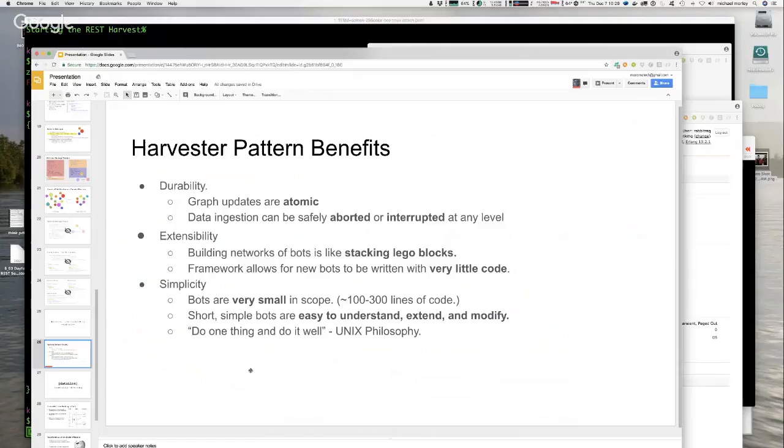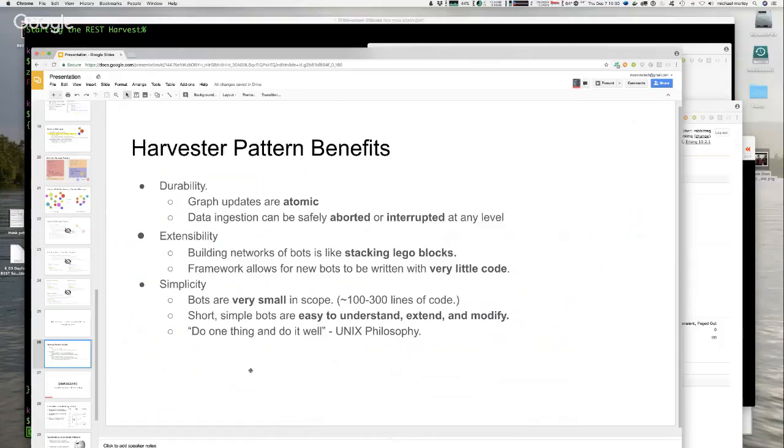That means if Neo4j dies, since it's ACID compliant, your database is still going to be in a usable state. And on the refinery side, if it dies in the middle of a transaction, the database will be rolled back and recovered. You can spin up the refinery and it'll just keep pulling from the queue like nothing happened. So data ingestion can be aborted, interrupted and paused at any level without any sort of loss.